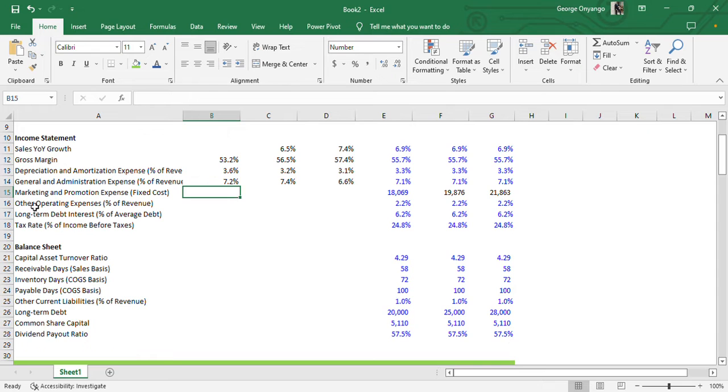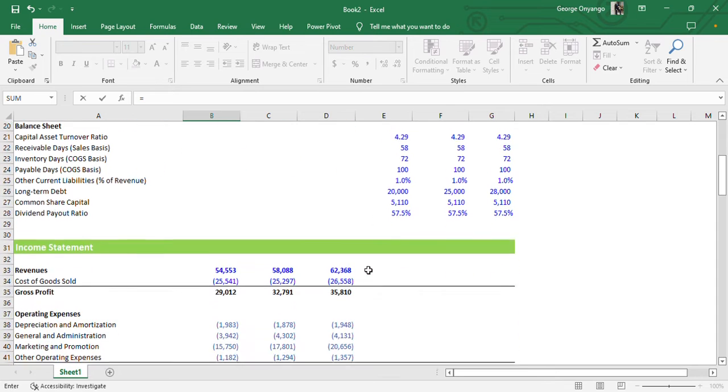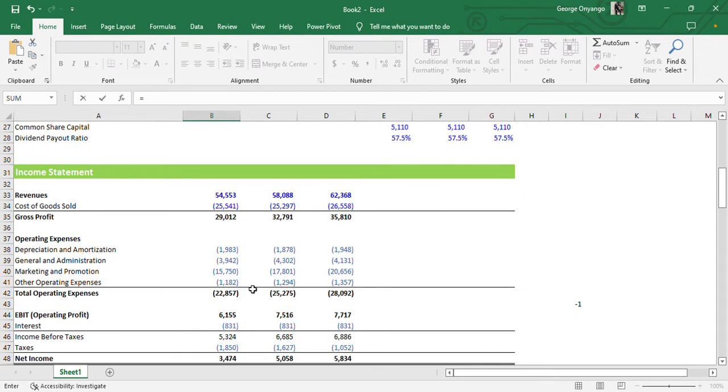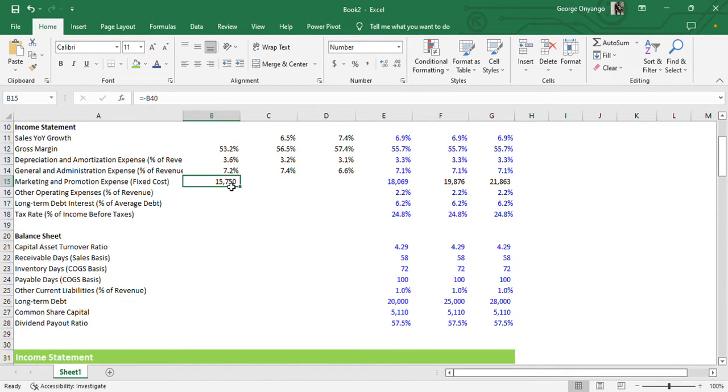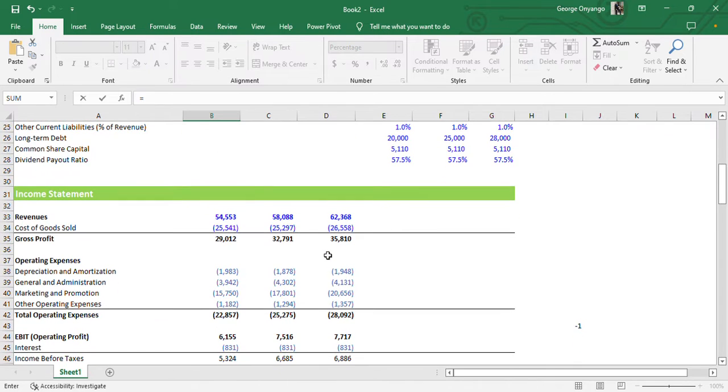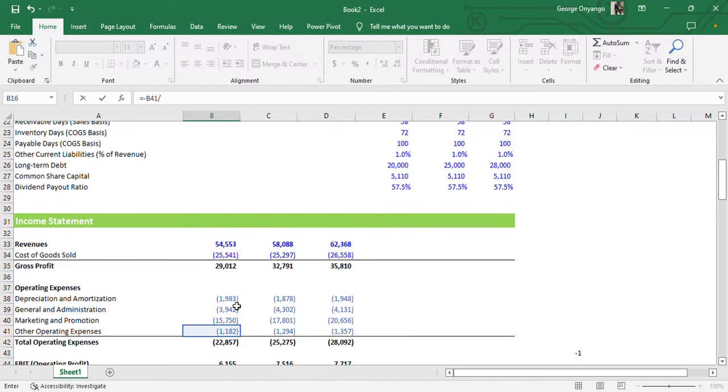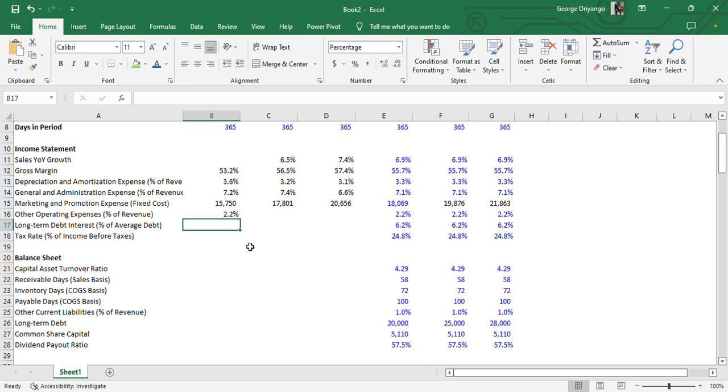Then we have also the marketing and promotion expenses. This one we are told is a fixed cost, it is not a percentage of anything. So we are just going to take this value the way it is. So it is a fixed cost. Then other operating expenses are also a percentage of revenue. So we are going to take it as a percentage of revenue and we get that. So that one goes like that.